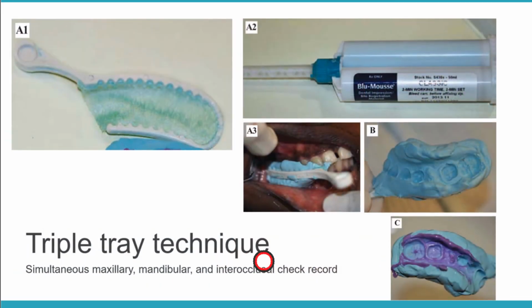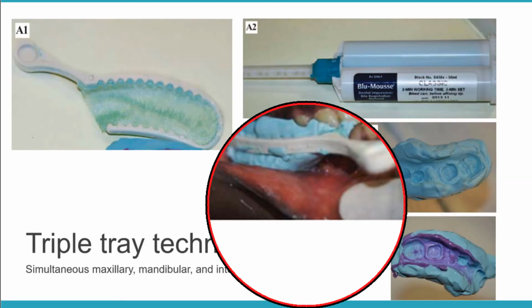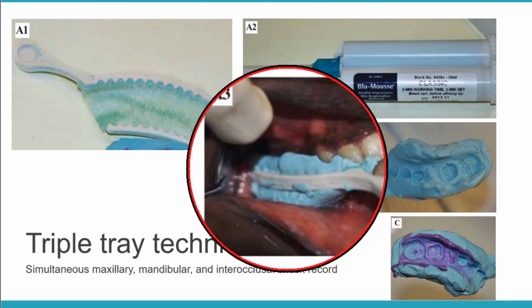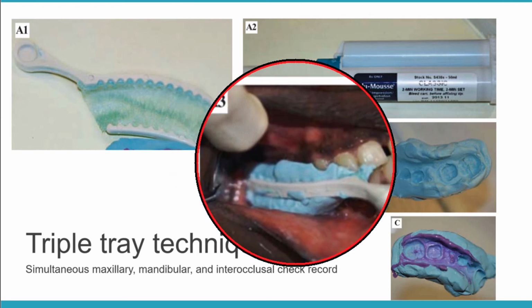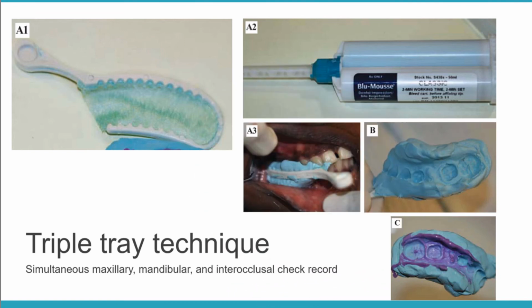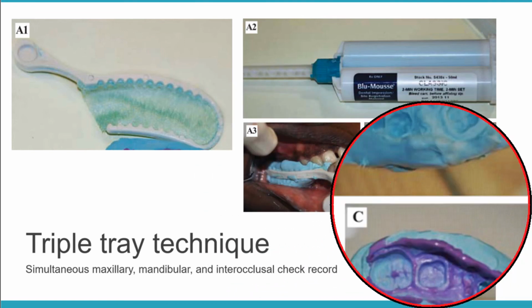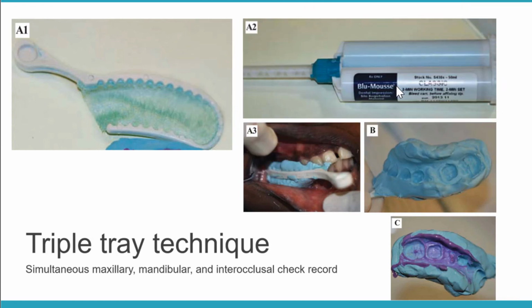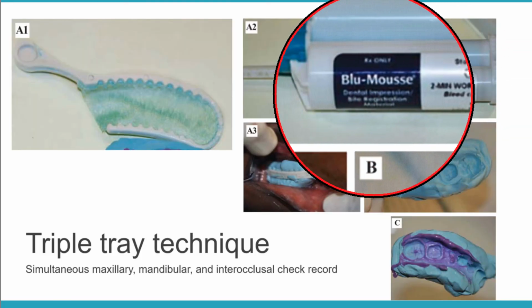Then finally we have the triple tray technique. It is the simultaneous maxillary, mandibular and interocclusal check record. Here we are getting the maxillary, mandibular and interocclusal check record at the same time. Here you can see this is the tray we are using, a unique kind of tray. Here you can see the patient bites on it, so it will give you both upper, lower as well as the interocclusal record. See, this is the brand available bite registration paste. Is it written here? Let me check. I could not read it properly.